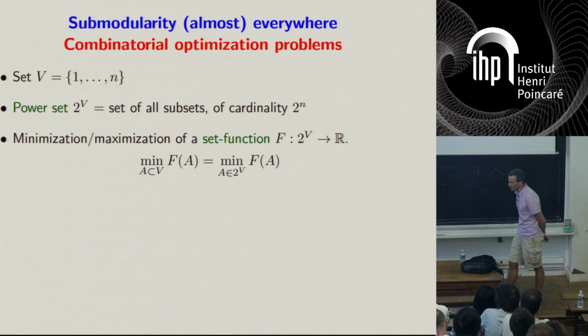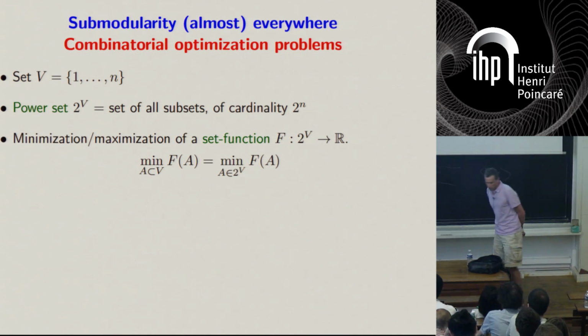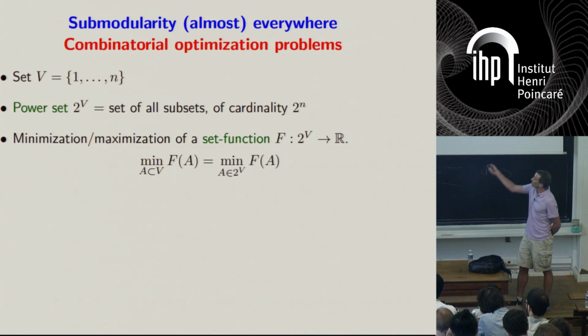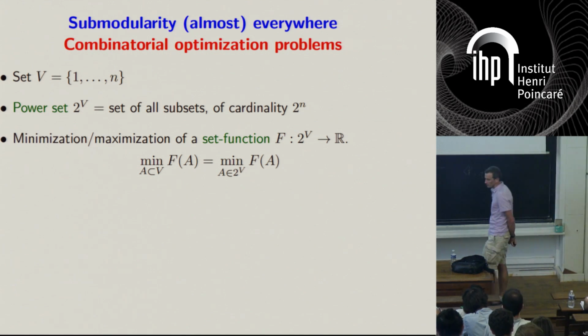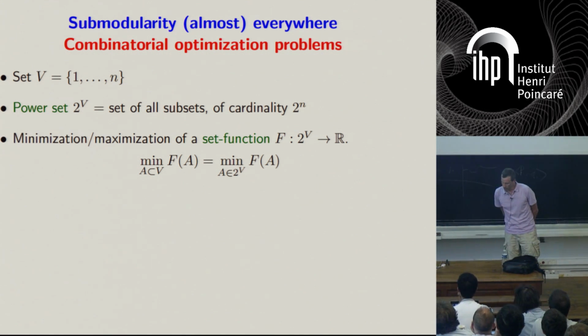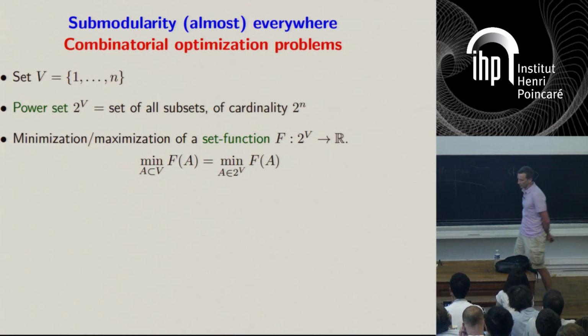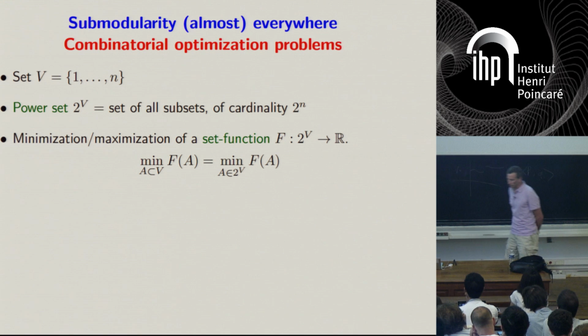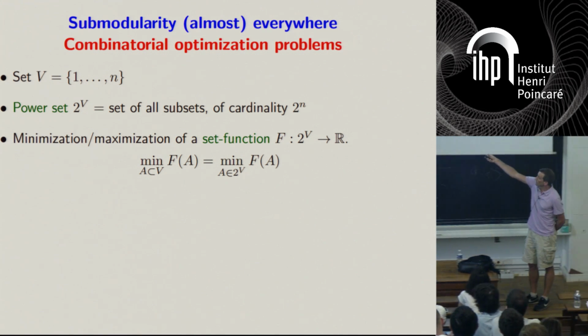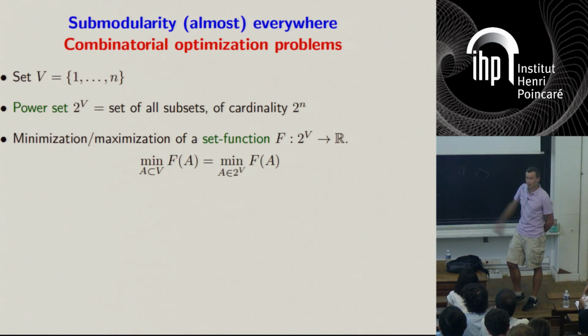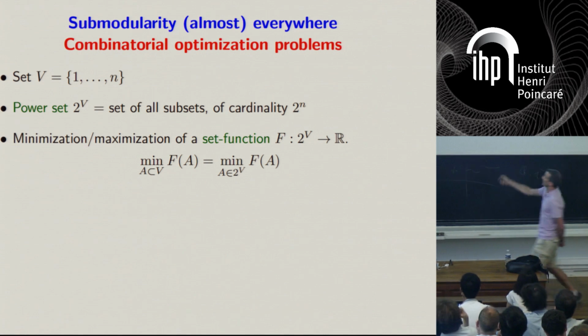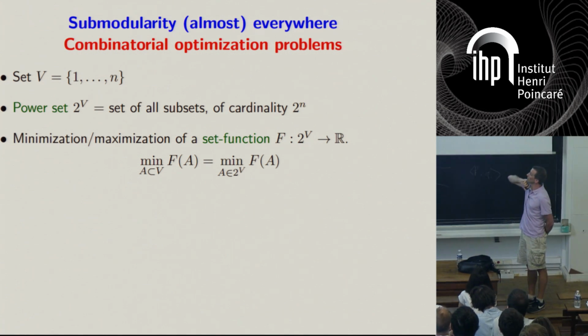So let's now get down to the usual notations for submodularity. You have a set V from 1 to n. We optimize over the power set of V, which has 2 to the n elements. The problem of minimization or maximization is minimizing over all subsets A. And here, since we are in France, including means potentially equal. So A is inside of V or equal to V.